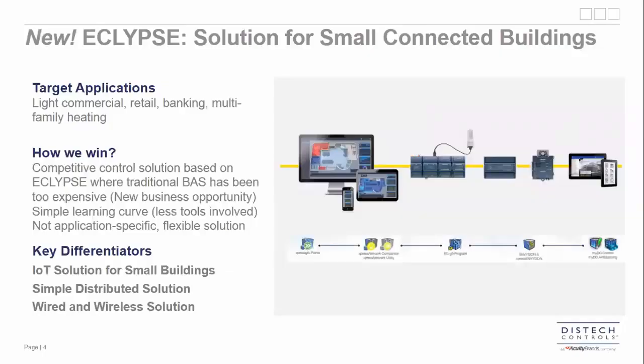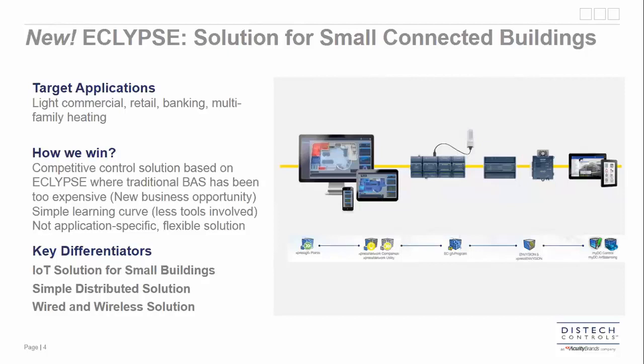So the concept is to be able to utilize ECLYPSE on small commercial standalone facilities that have not needed an elaborate control system. So the target application is going to be light commercial, retail, banking, and multifamily heating. How we're going to win with this is it's a competitive control solution based on ECLYPSE, where traditional building automation has been too expensive. So it's a new business opportunity for all of us.